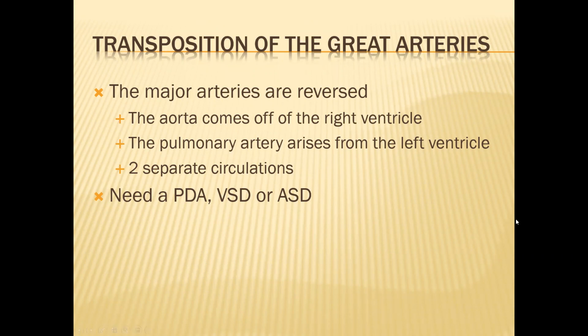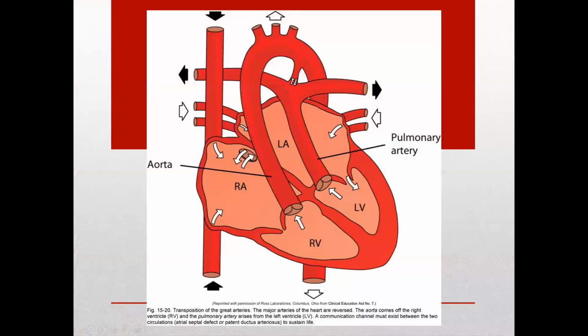Okay, this is crazy. There's transposition of the great arteries. So instead of the aorta being connected to the left ventricle, it's connected to the right ventricle. Instead of the pulmonary artery being connected to the right, it's connected to the left ventricle. So they're switched. Do you know what that does? Is that baby okay? Do they live? You get 2 completely different circulations and they never meet. This is it.